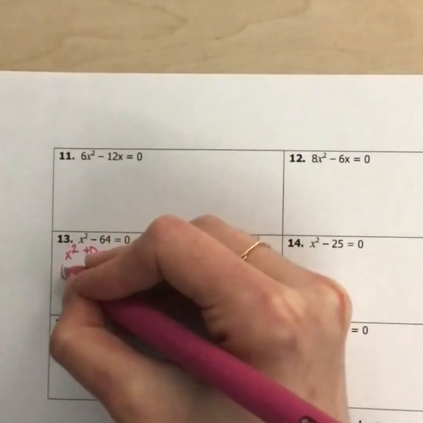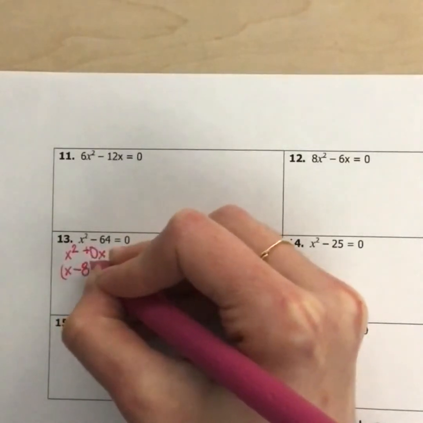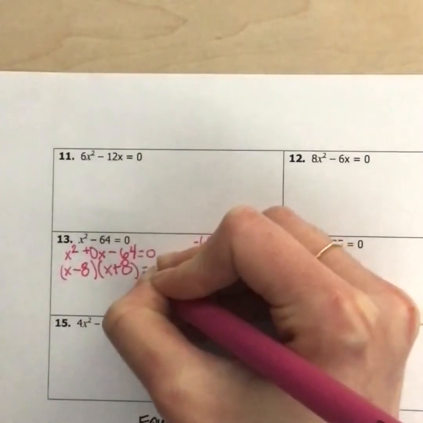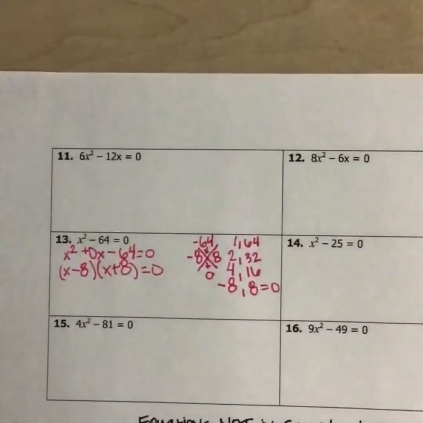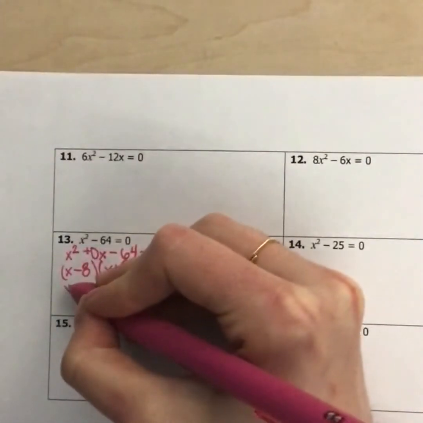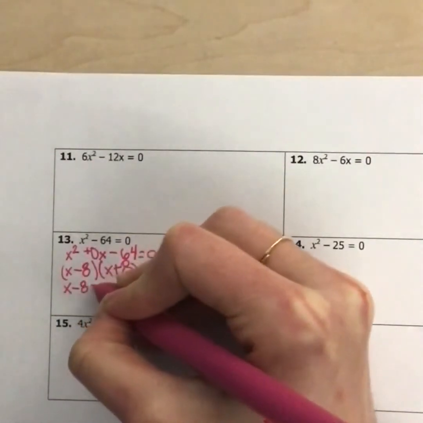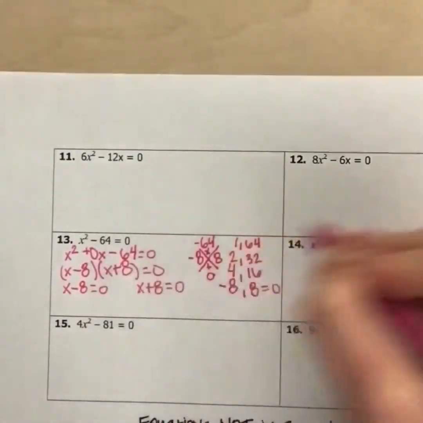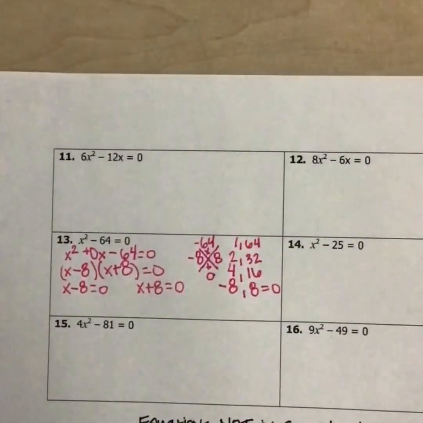So now we would write x minus 8 times x plus 8 equals 0. And if we wanted to write this as just our x equals terms, we would do the next step of having x minus 8 equals 0 and x plus 8 equals 0, splitting that up into its 2 sets.